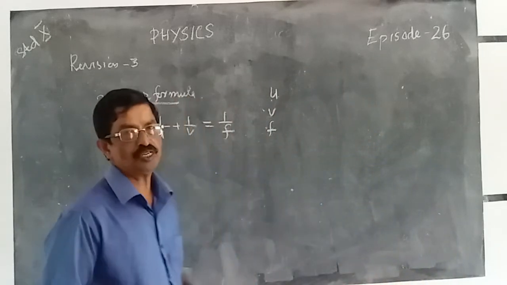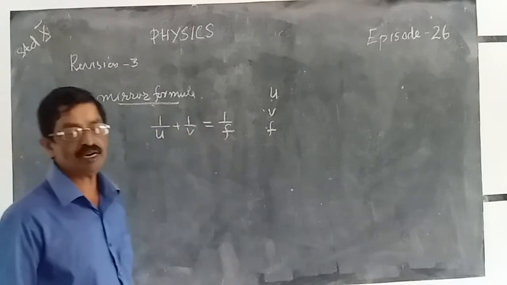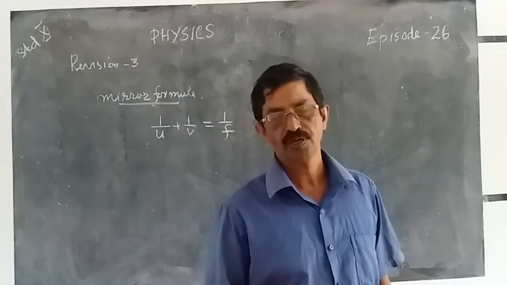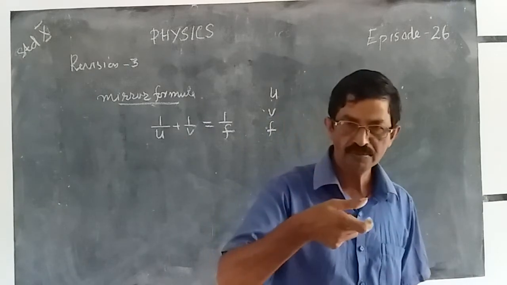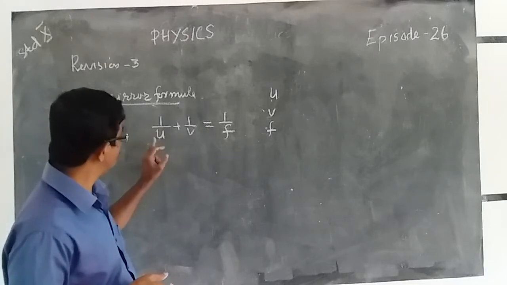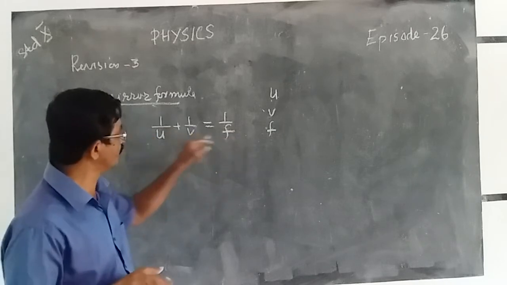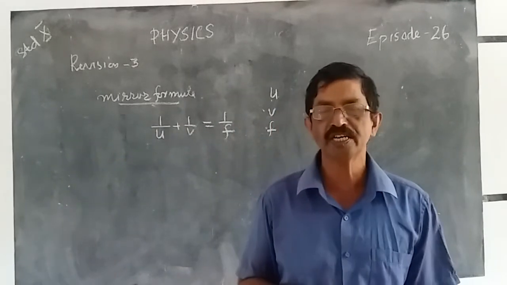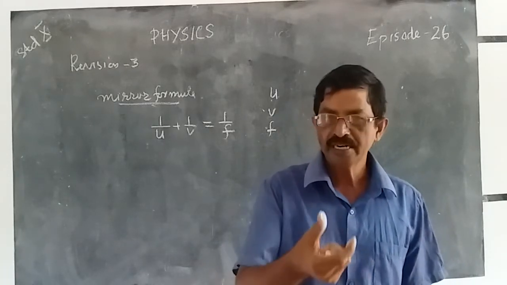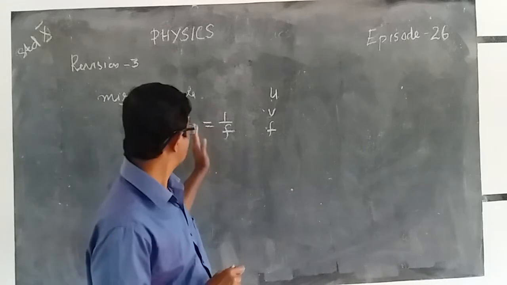When we substitute the numerical values of u, v and f, we apply sign convention. When we substitute the distance from pole to object, the image distance and the focal length in this relation, what do we consider? Sign convention, in this relation to solve.